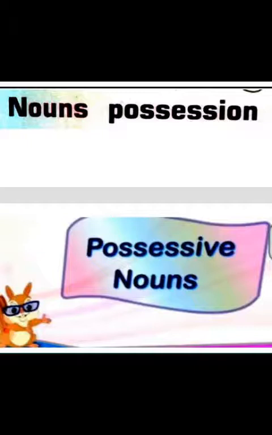You know what is a noun? A noun is the name of any person, place, thing or animal, like Sarah, boy, tiger, school, etc. Now come towards the word possession. What is possession? Possession means to have something, to own something, or ownership of something.